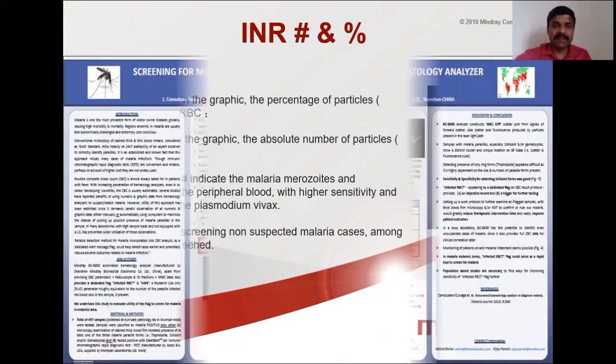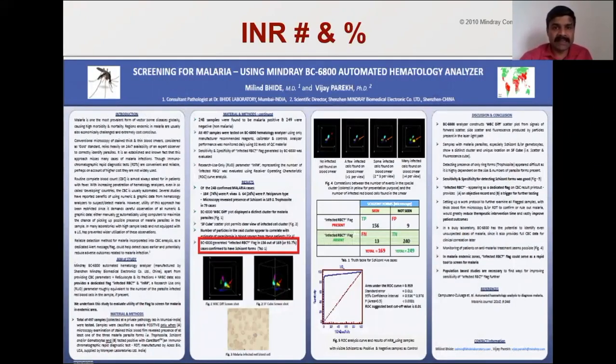This was the study we have done for malarial parasite screening using the Mindray BC-6800 analyzer, which is part of the 6000 series instruments. We found that it has 90% sensitivity for Vivax detection.